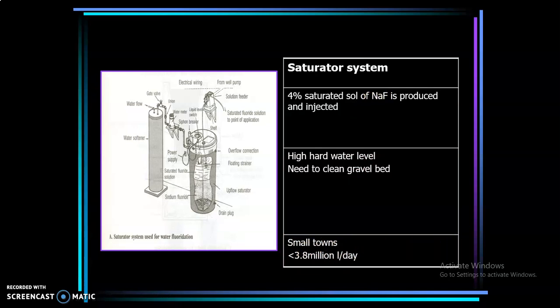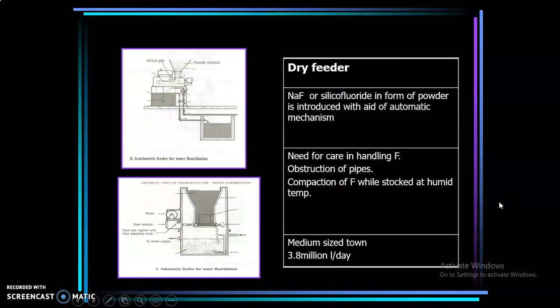What I'm going to talk about is a centralized water supply. So when the requirement is less than 3.8 million liters per day, you use the saturator system, and the reagent used here is 4% sodium fluoride. The next is the dry feeder system. Here sodium fluoride or silicofluoride in the form of powder is used, and this is mainly for medium sized towns which require more than 3.8 million liters per day.